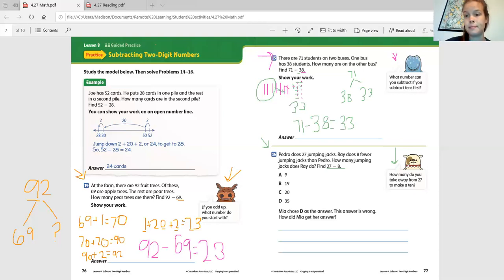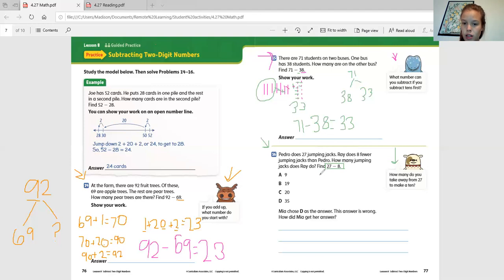pause it, work on it, and unpause it when you have solved it. All right, so now that we're back, if you're watching right now, that means you've paused and you've already solved this problem. If you haven't solved it yet, then put me on pause. All right, so now we're going to solve this problem. So 27 minus 8.